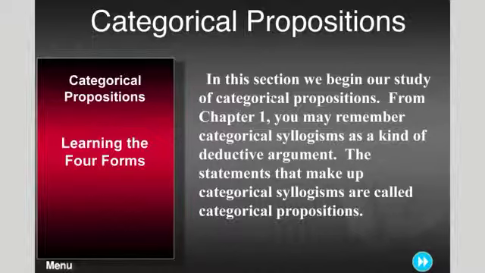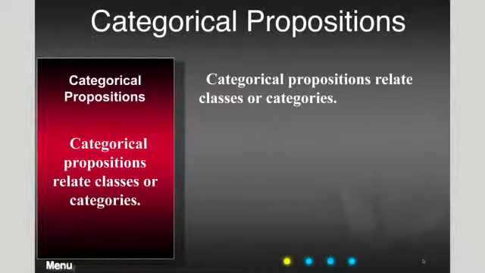We'll go through the four forms, but you'll recall from Chapter 1 that we had propositions like all men are mortal, Socrates is a man, therefore Socrates is a mortal. That would be a categorical syllogism. So they relate to classes or categories, like all men or all mortals.